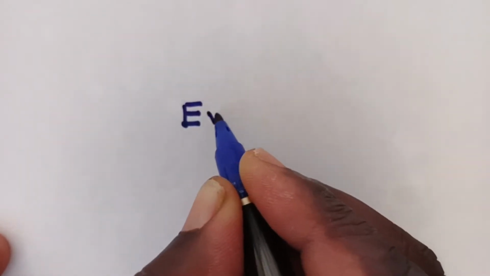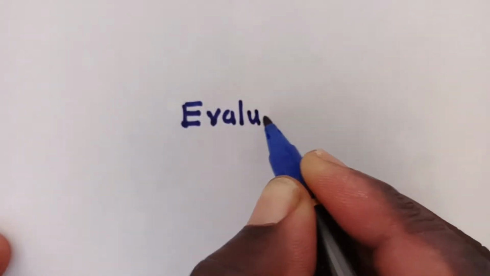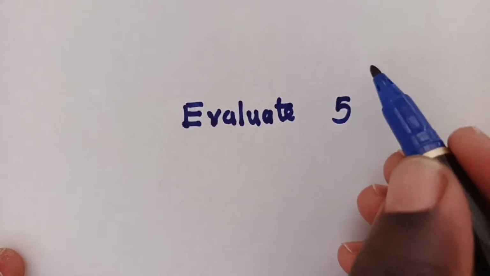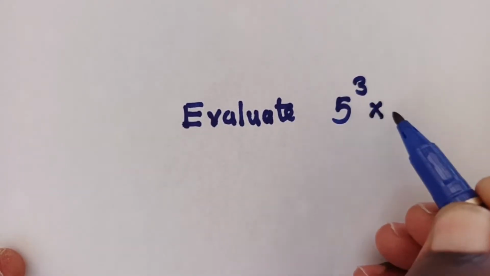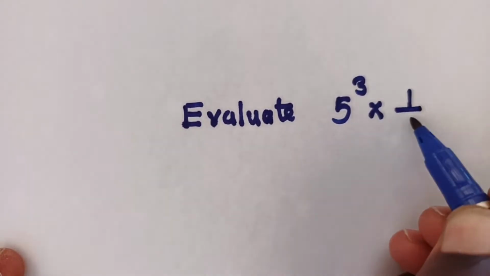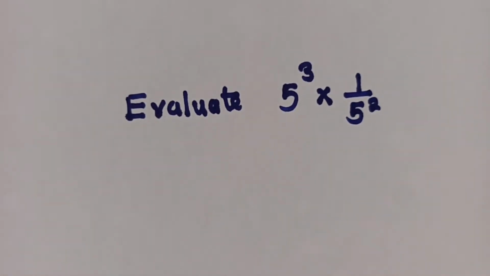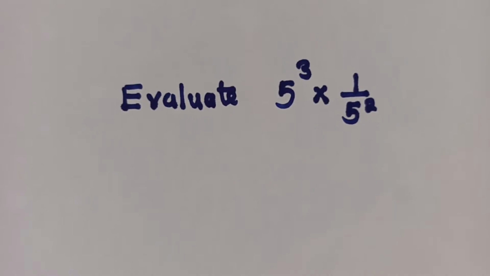Okay, so look at this question. This question looks like this. It comes in paper one. For this question, they are saying evaluate. I think you've seen this question before. So this is 2 marks. You don't deserve to miss this 2 marks. So evaluate 5 power 3 times 1 over 5 power 2.